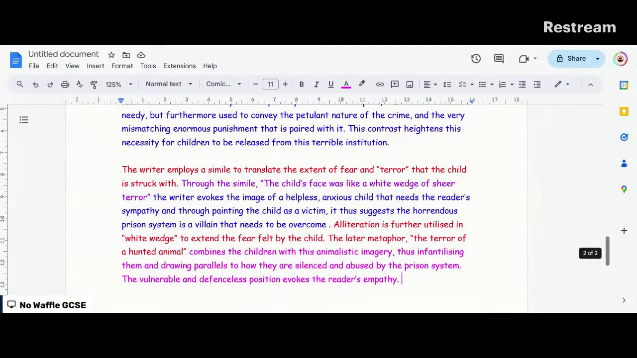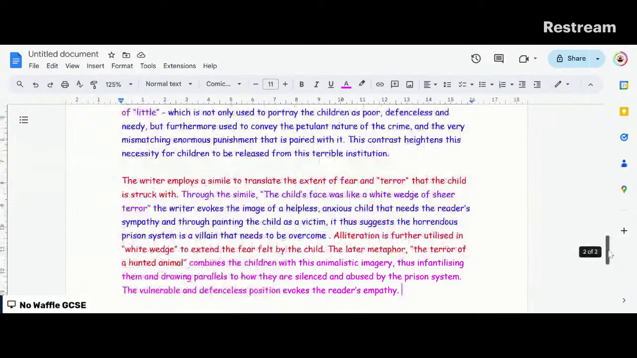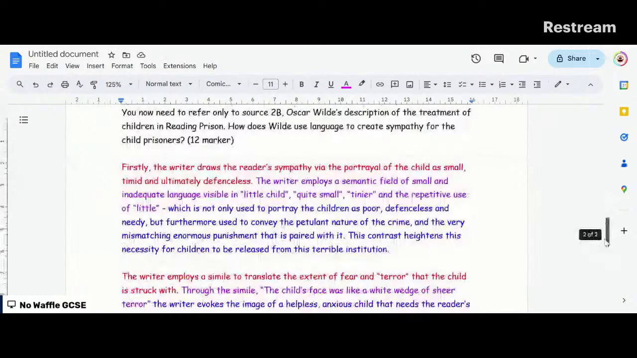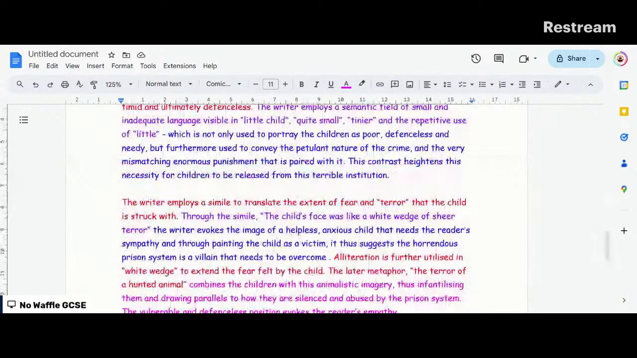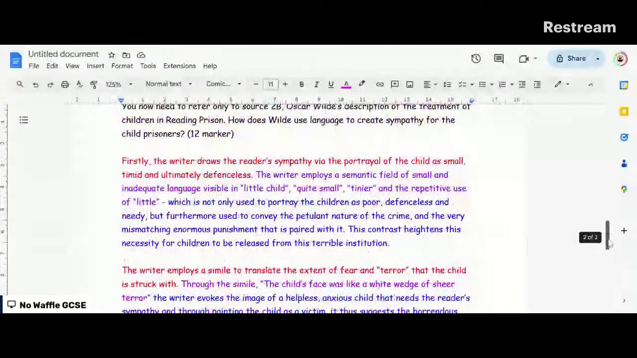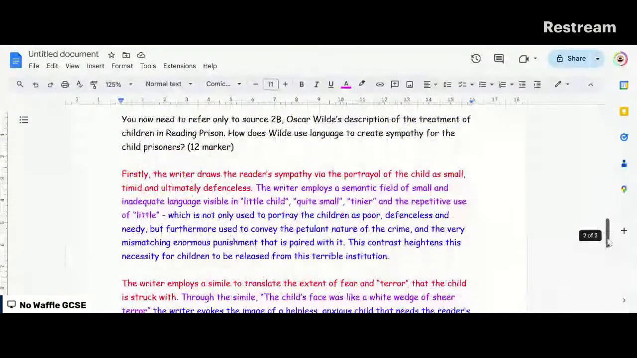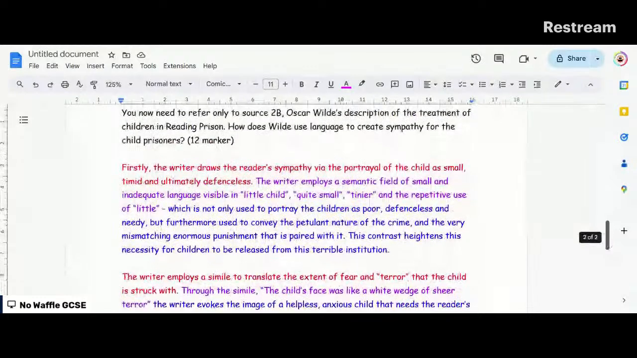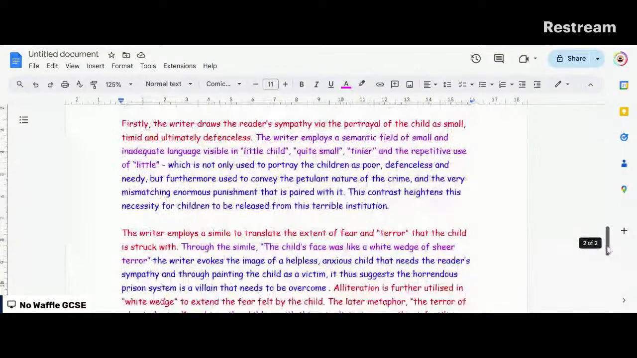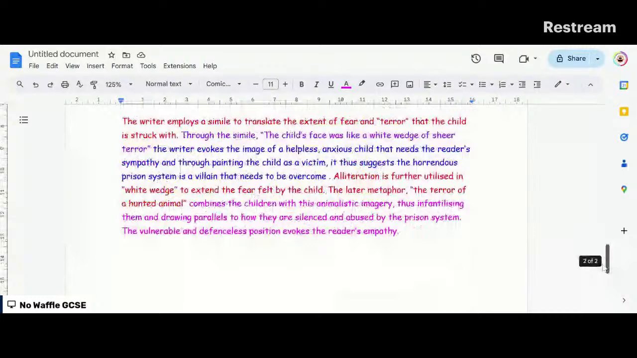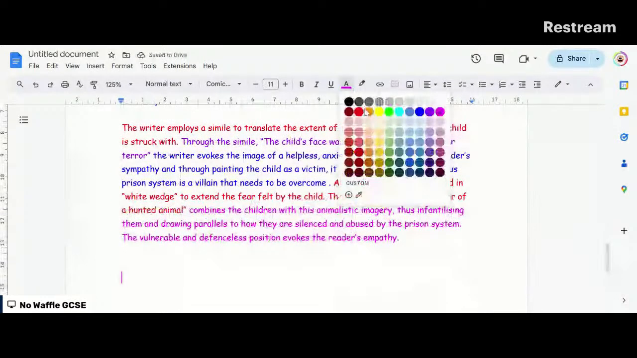Okay, and that is that point, and then we're going to just do one more paragraph because remember this is a 12 marker, so you want as many points as possible. So we're just answering question 3 here. Remember, focusing on source B, Oscar Wilde's description of the treatment of children in Reading Prison. How does Wilde use language to create sympathy for the child prisoners? We've done 2 paragraphs, from now on our third and final paragraph.